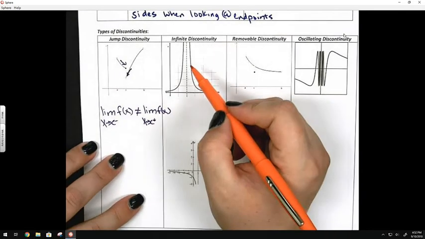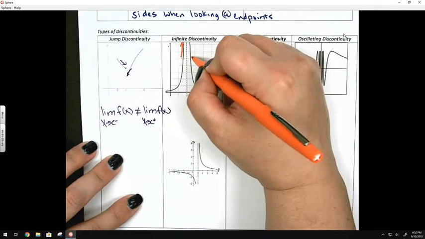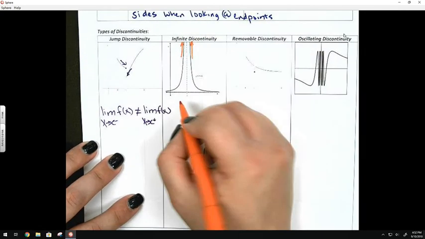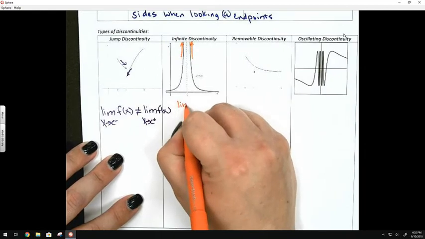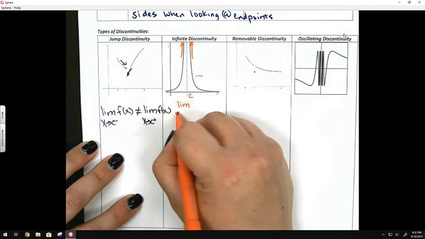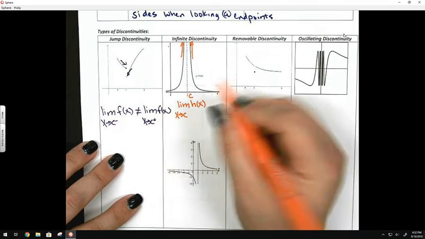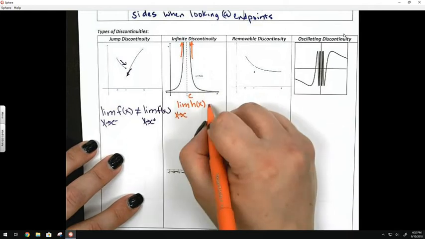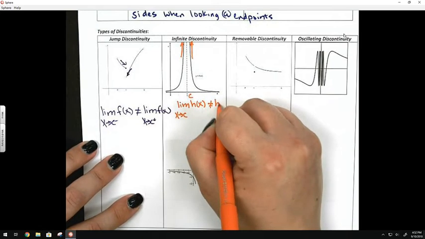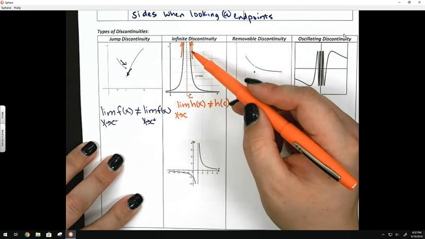So over here, from the left, we're approaching positive infinity, and from the right, we're approaching positive infinity, which means the overall limit, as x approaches c of h of x, does exist. It's infinity. But it doesn't equal the function value, h of c, because that's a vertical asymptote right there.